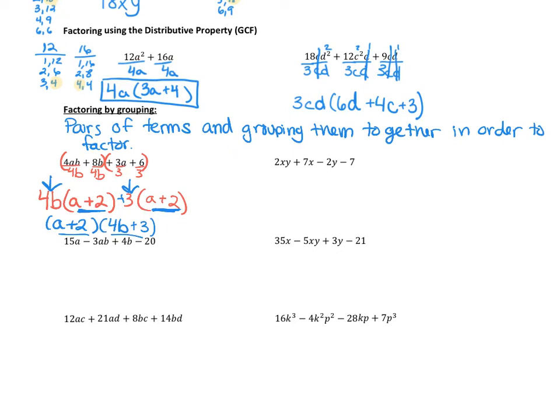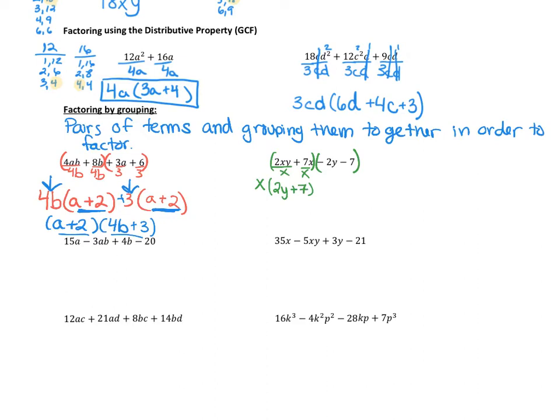All right, let's try this for the next problem. So I am going to first group this into pairs, and then I'm going to take the GCF from each pair. So if I look at the first one, I have 2 and 7. Well, 2 and 7 don't have a GCF other than 1, so that means my GCF must be a variable. If I look at both terms, I can see they both have an x. So that means my GCF must be the x. I'm going to take an x out of each one, and my remainder will be 2y plus 7.